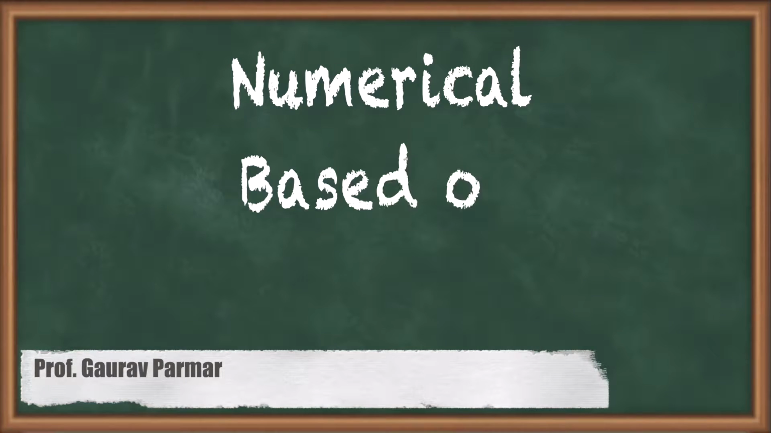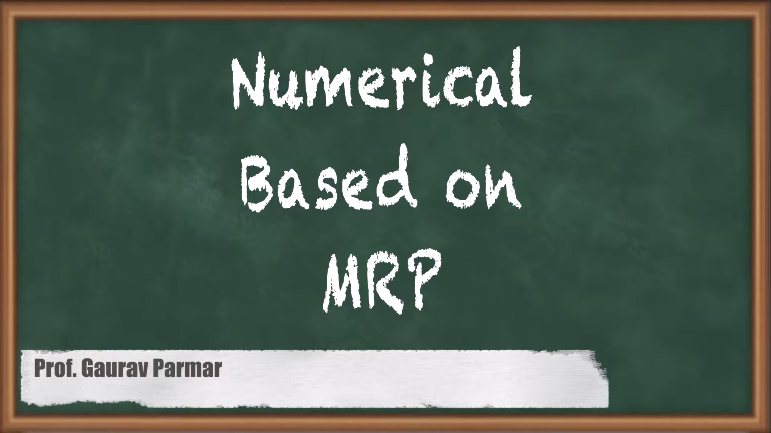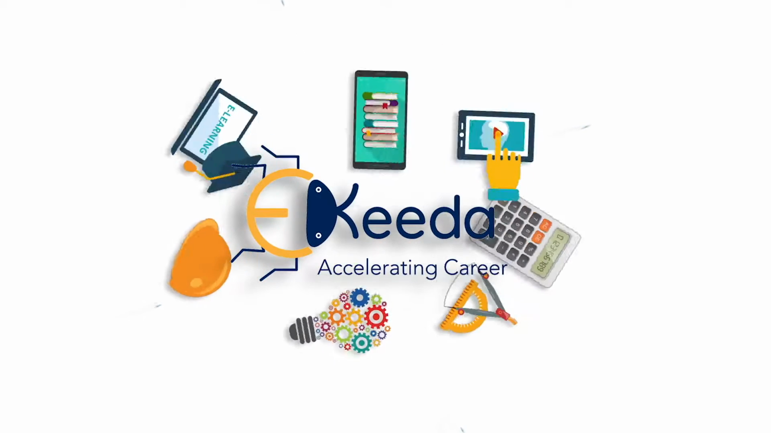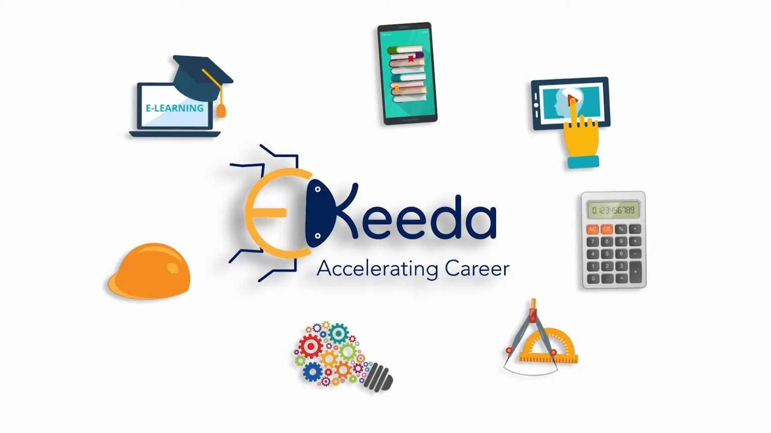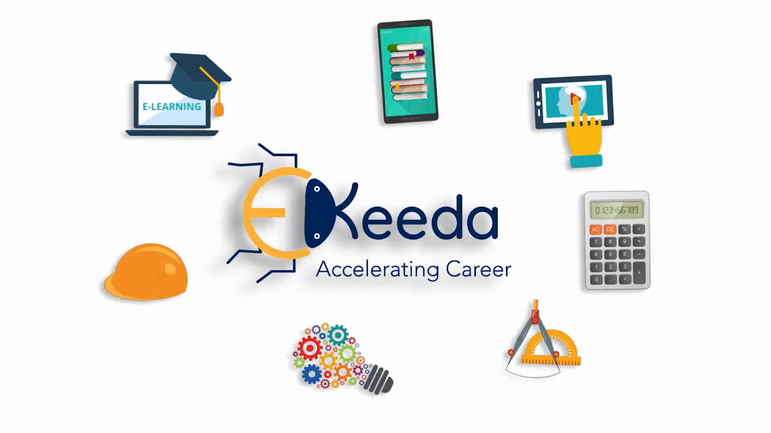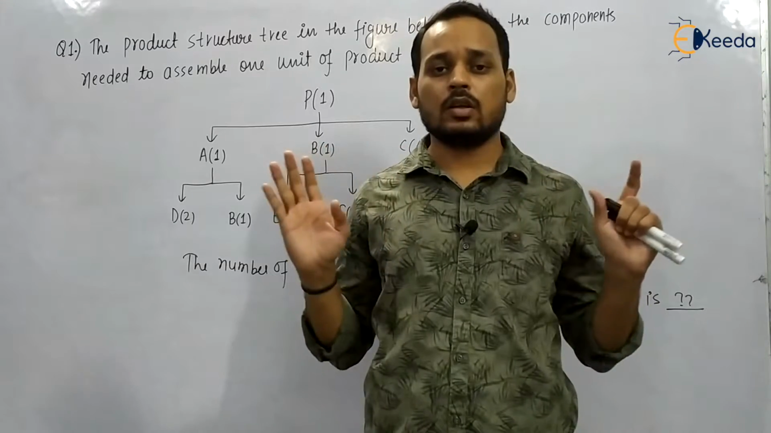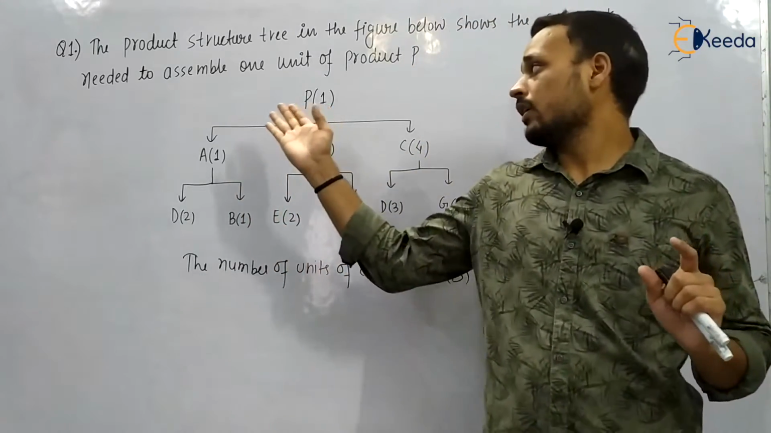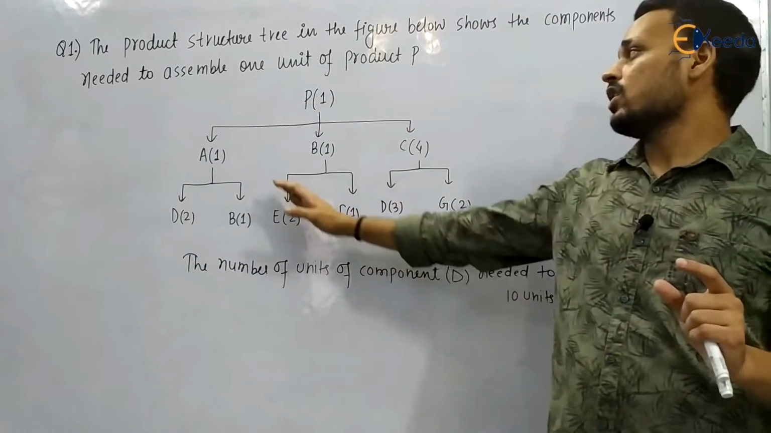Hello friends, we will see one of the questions based on MRP. MRP means Material Requirement Planning, and everything has been told to you in the theory class. You can see this is basically the product structure tree.